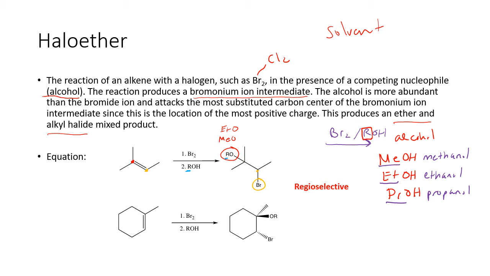If we look at a ring structure, we can also see that it's regioselective. So on our more substituted side, where our ether is produced, that one is pointed up. In this example, it's on the wedge. And on our least substituted side, where our halogen went, it's on a dash, so that is down.